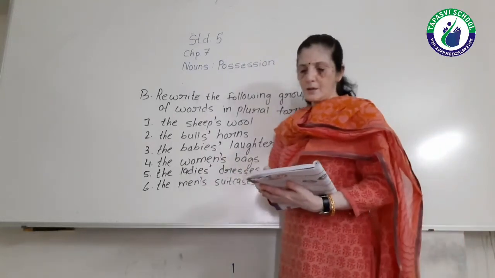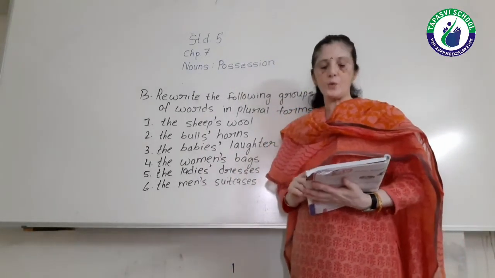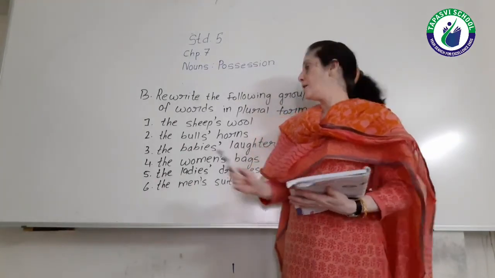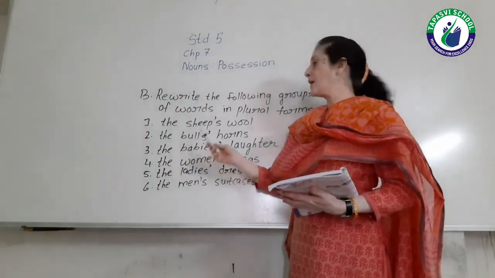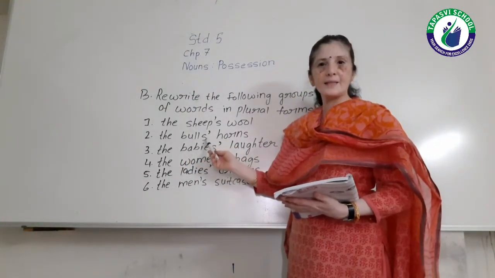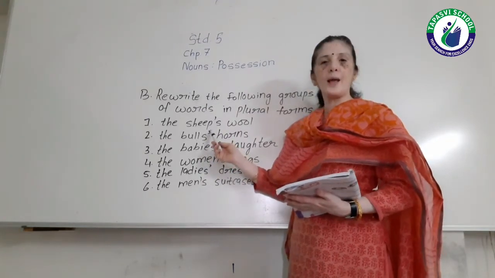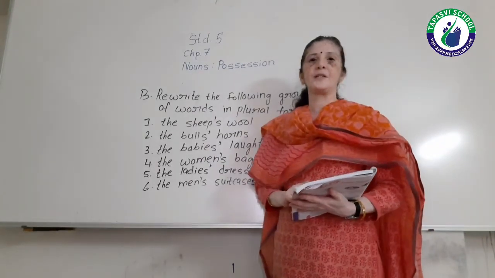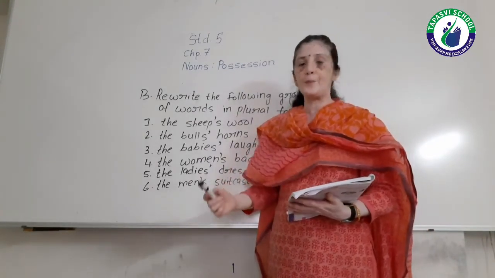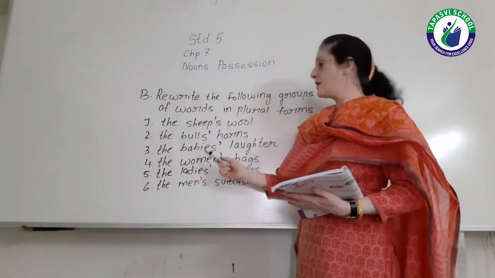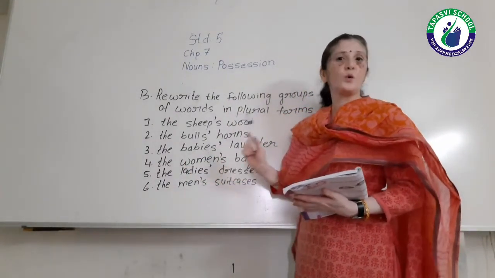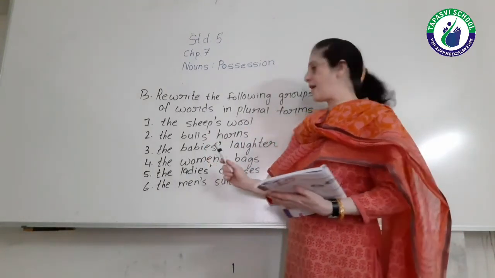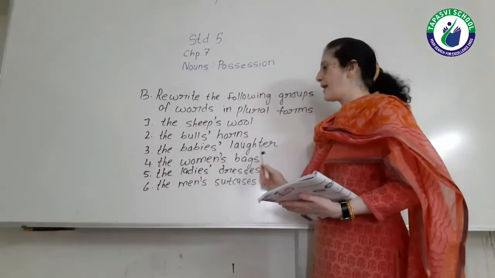Next is the bull's horn. Here bull, then apostrophe S is given. We have to make the plural of bull. The plural of bull is bulls, and here the word ends with S. So after S show the apostrophe. Bulls' horns. Third one, the baby's laughter. See here baby is singular. We have to make it plural. The babies, right? Now the word ends with S. So what is the rule? If the word ends with S, we have to write only an apostrophe after S. Right? So the babies' laughter.